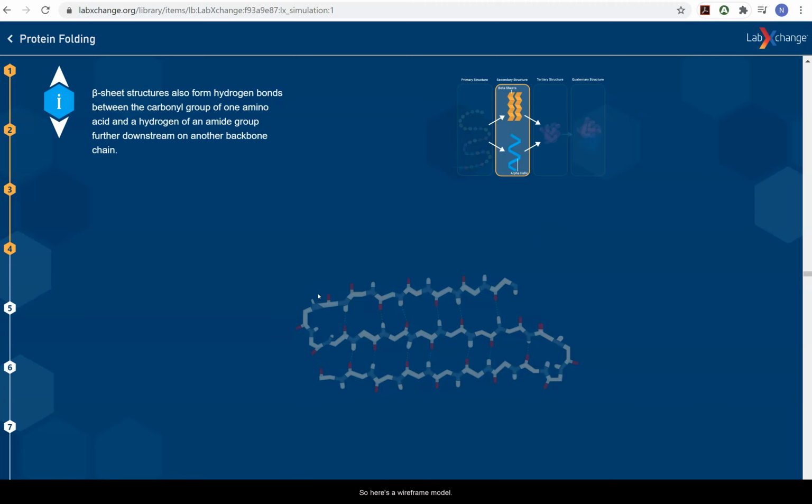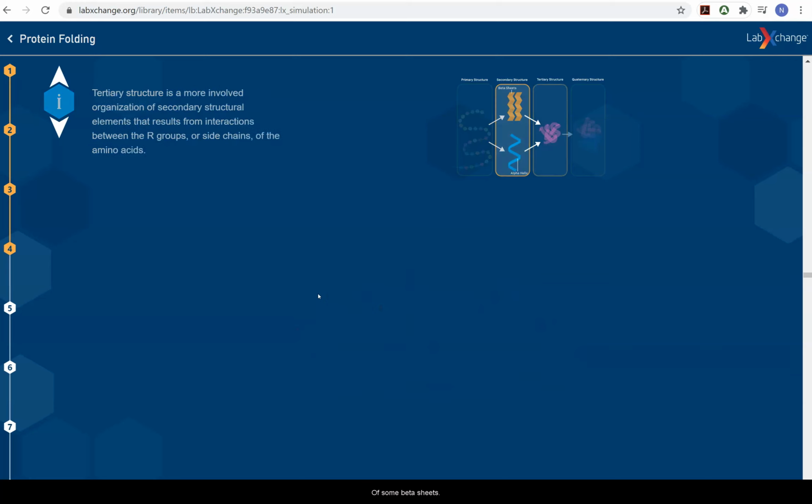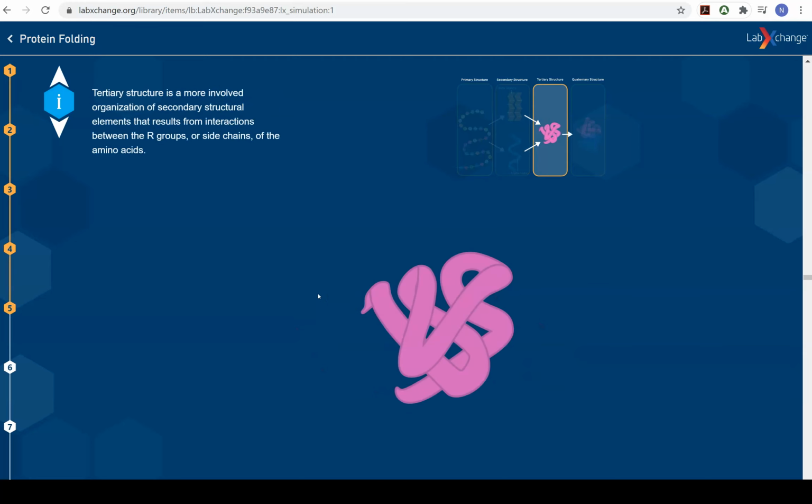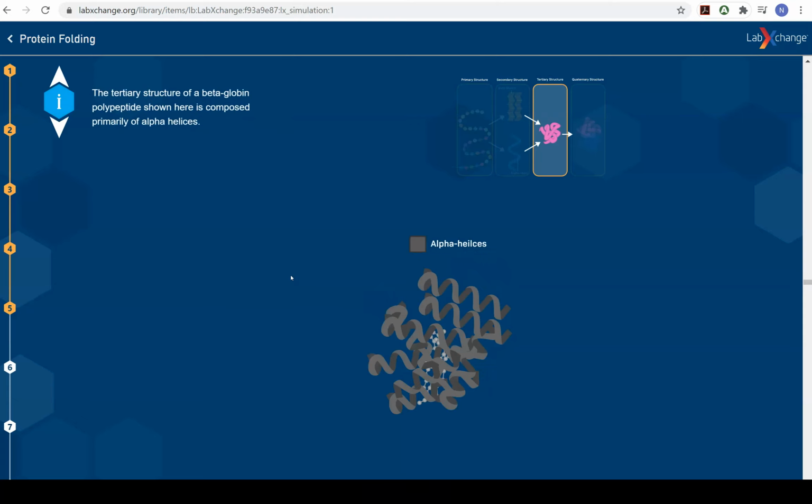So here's a wireframe model of some beta sheets. And then sometimes those wireframe models get a little bit too complicated and we have to back out one more level of visualization to look at the tertiary structure. So tertiary structure is even more complicated than secondary structure because you have those secondary structures interacting with each other. In this case, all of the interactions in tertiary structure take place between the R groups or the side chains of each of those amino acids.